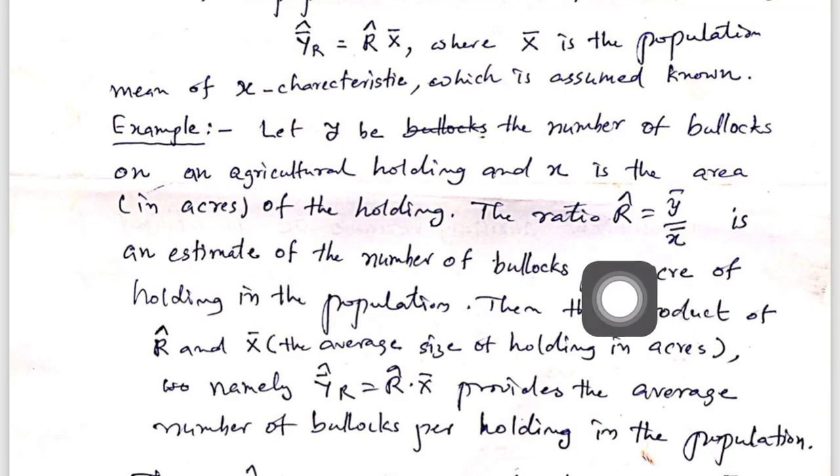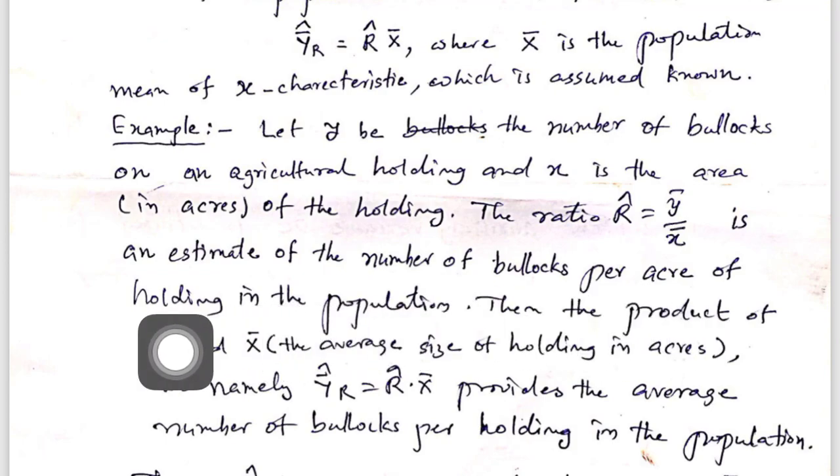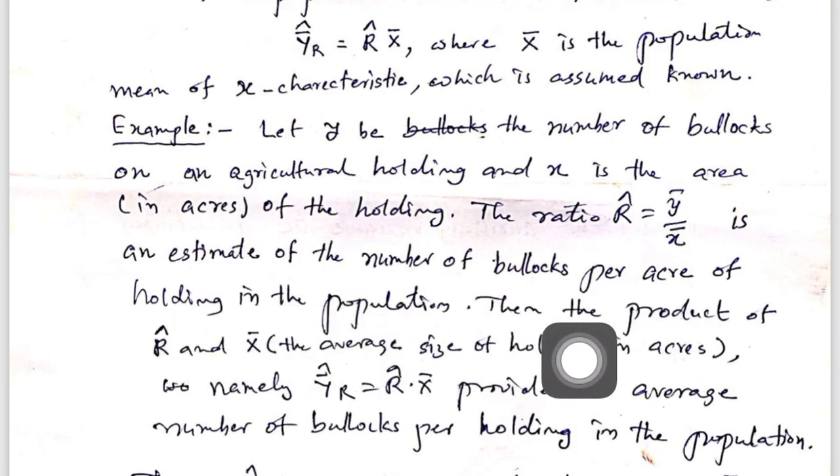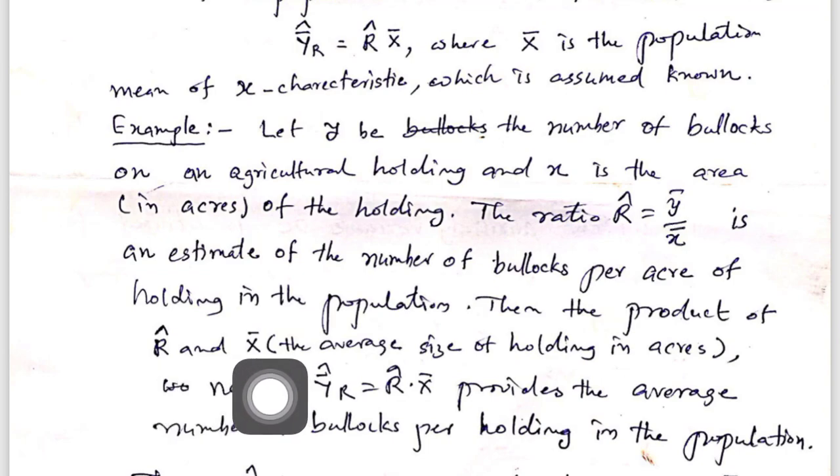That means it is an estimate of the number of bullocks per acre of holding in the population. It is an estimate. And what is the product of this r hat and capital X bar?